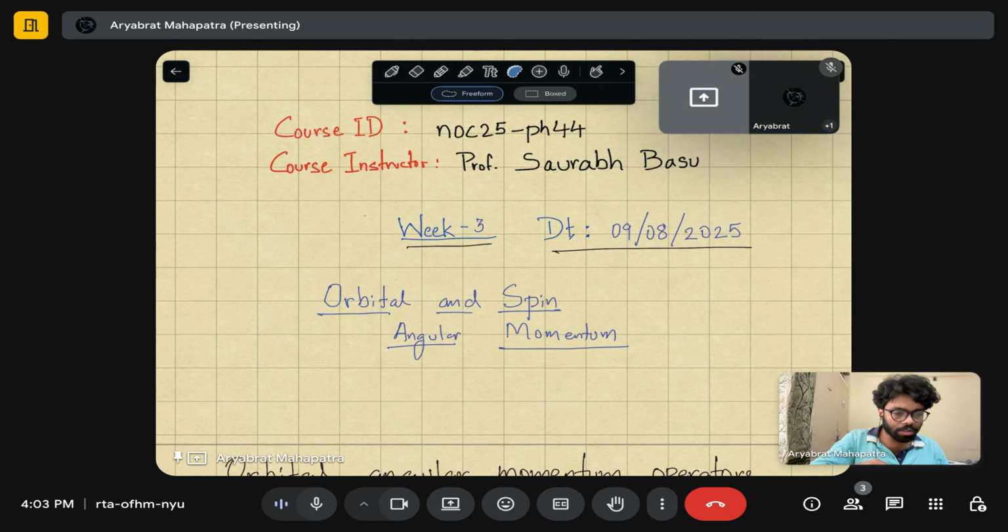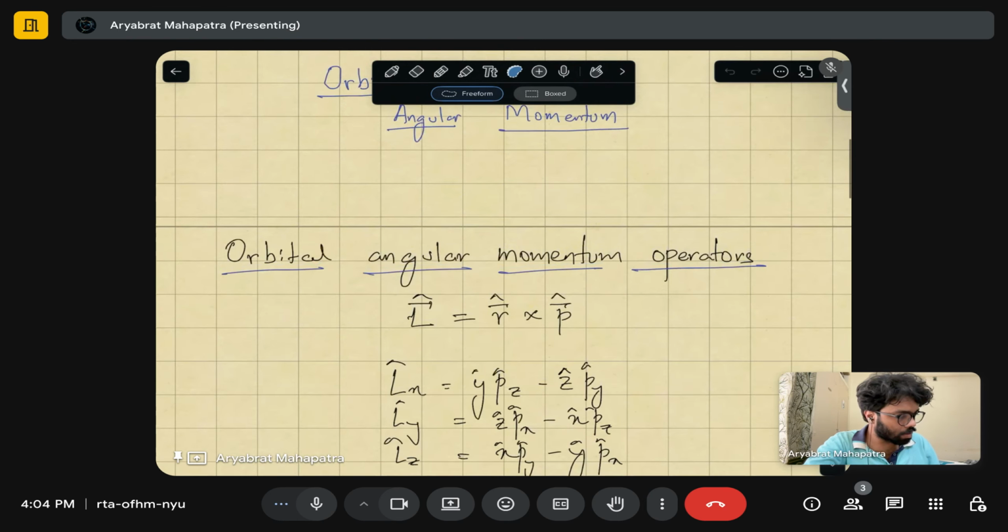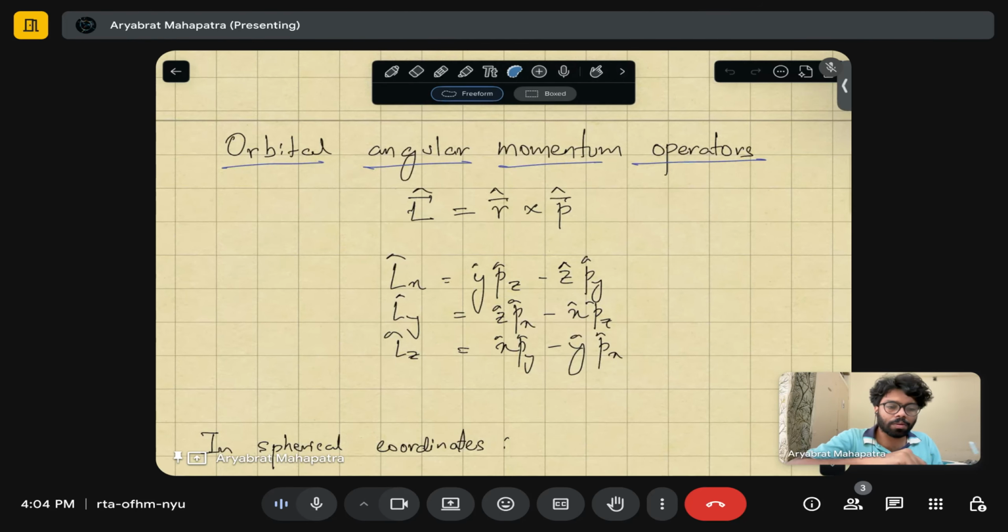So we'll again look into some basic problems, particularly related with orbital and spin angular momentum. This is very important because it is going to be useful in various other upcoming topics. And this is one of the central topics, particularly when you talk about spin in quantum mechanics. So, orbital angular momentum.